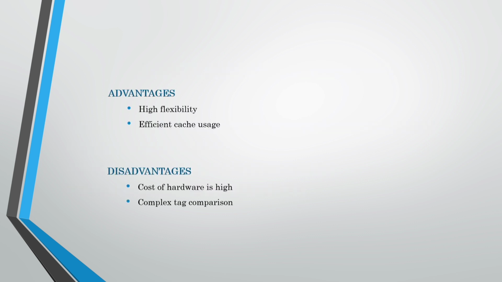And here are the advantages and disadvantages of associative mapping. High flexibility and efficient cache usage are the advantages of associative mapping, because we can place any block of main memory in any cache line and there is no restriction on where we should or shouldn't store the data. Disadvantages: cost of hardware is high and complex tag comparison.